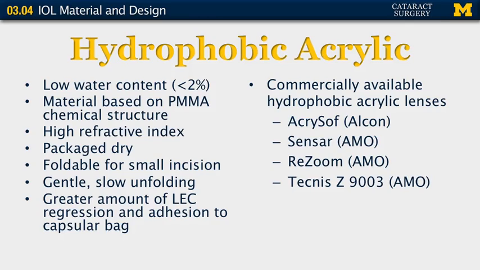There does tend to be a greater amount of lens epithelial cell regression, and the lens tends to adhere quite nicely to the capsular bag, and this reduces the likelihood of having enough capsular opacification later on that the patient would require YAG laser capsulotomy. The Alcon line of lenses, the Acrosoft lenses, are all in this hydrophobic acrylic group, as are the others that you see listed.